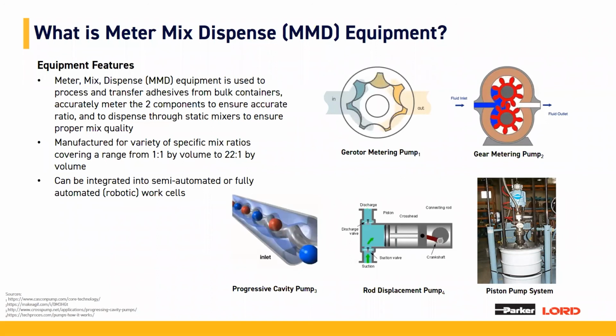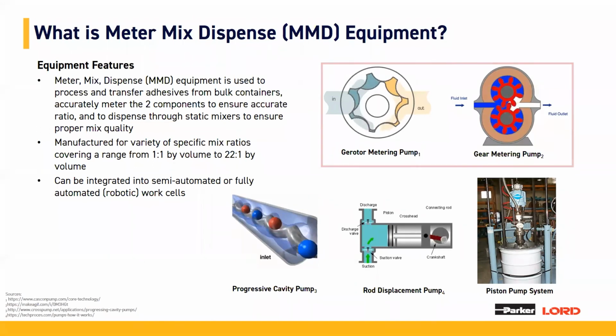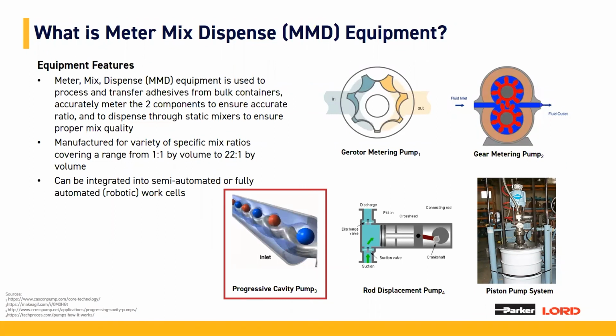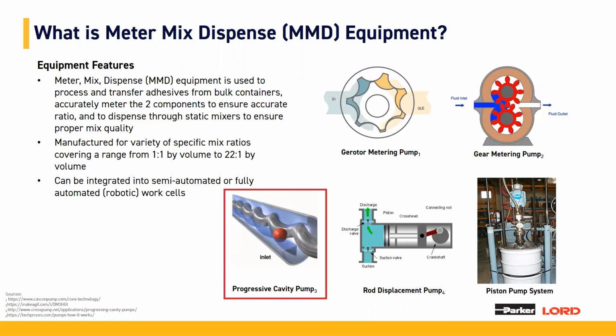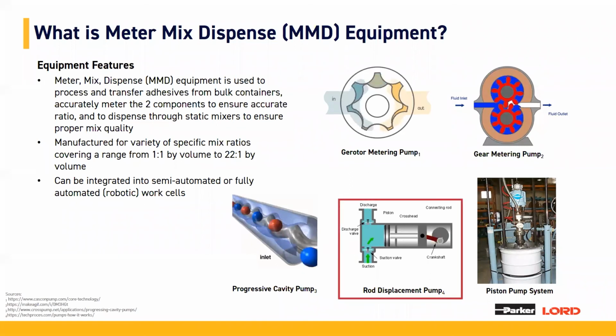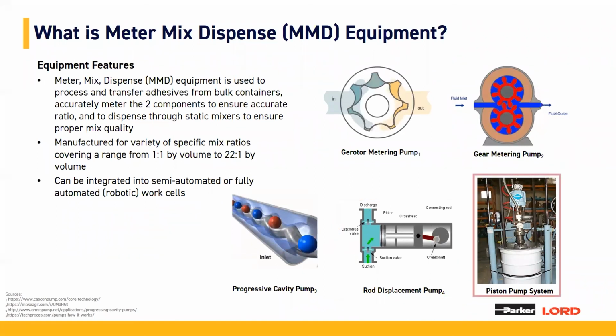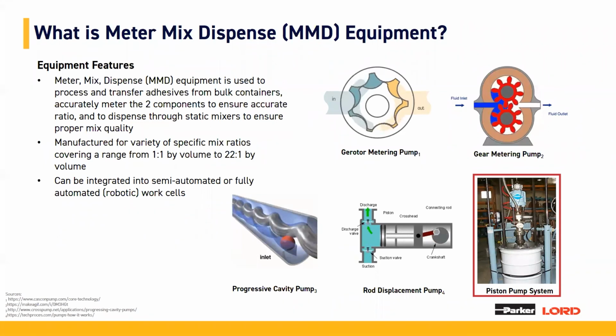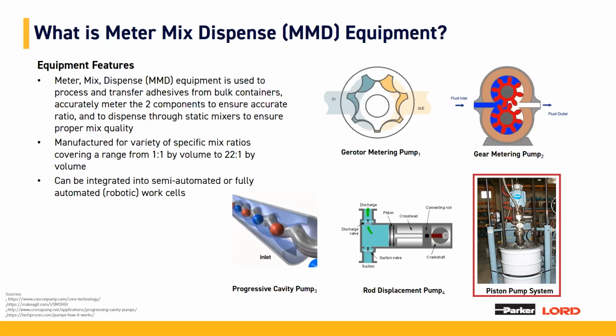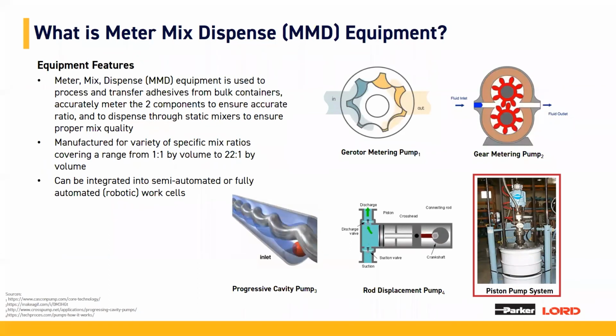Some general high-level types of MMD equipment. So on the top, you can see gear pumps. At the bottom, you can see progressive cavity pump, which uses a rotor and stator. That rotor rotates, and as it rotates, it helps to force that material down along its fluid path. Also a rod displacement pump, and then a traditional piston pump setup. So that piston pump setup, there's a follower plate, and as material is needed, that follower plate is pressed down and the material flows up through basically the lines, and where then it can be mixed together and accurately metered after that.